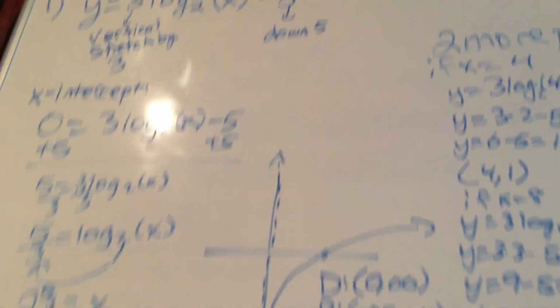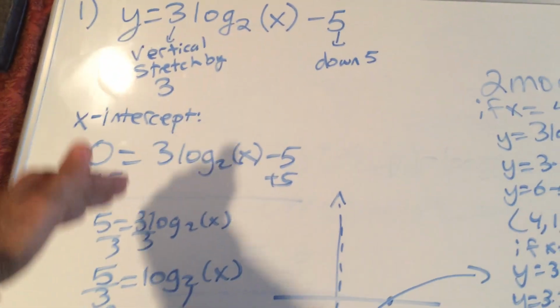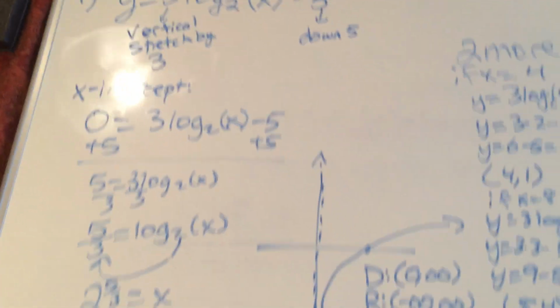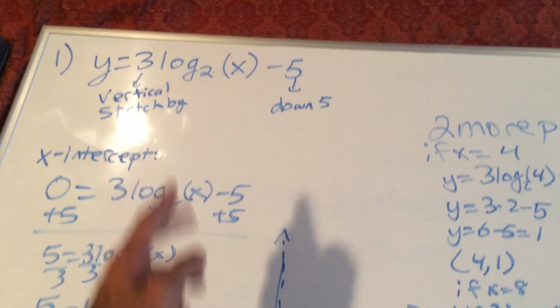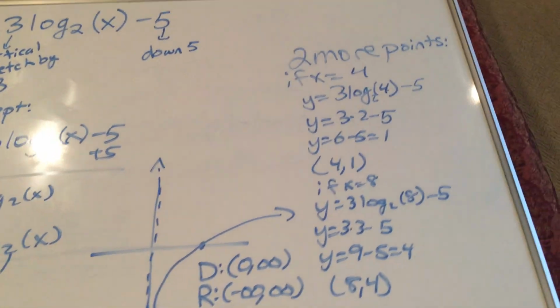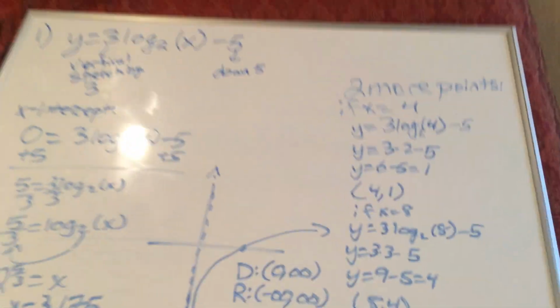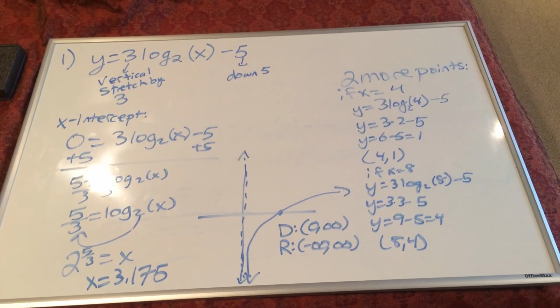Let me zoom out now. So the first thing I did is identify transformations, found the x-intercept by plugging in 0 for y, graphed this, no reflection, so it looks the same as the parent function, found the domain and range, and then 2 more points. I'm going to zoom out and call it a day.